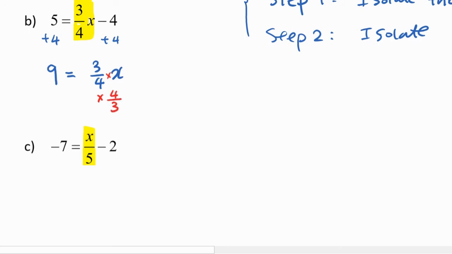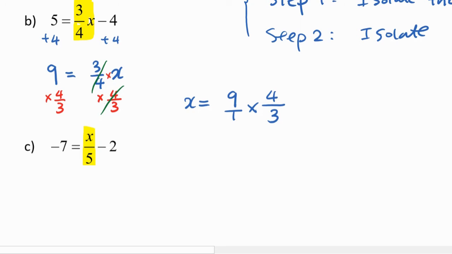Remember, keep, change, flip method. So divided by 3 over 4 is the same as multiply by 4 over 3. Multiply by 4 over 3, and this will be cancelled. I have 9 times 4 over 3. Okay, so 9 is the same as 9 over 1 times 4 over 3.